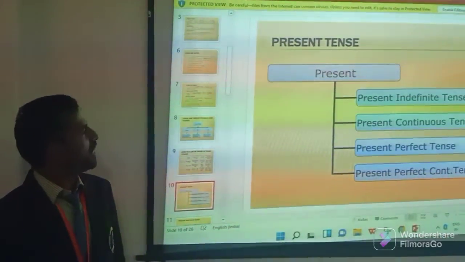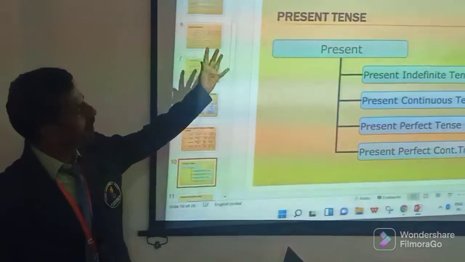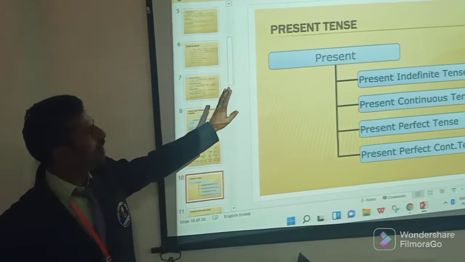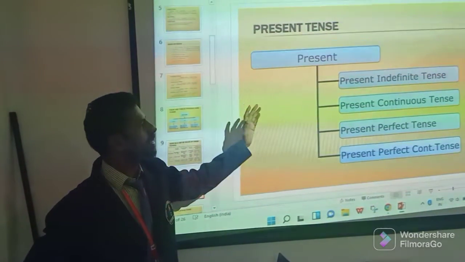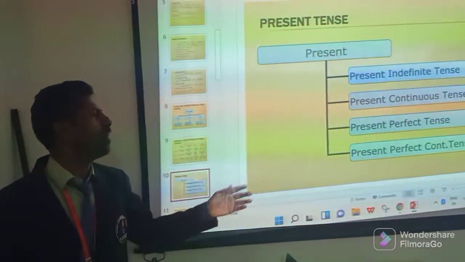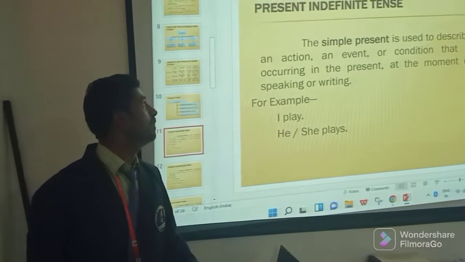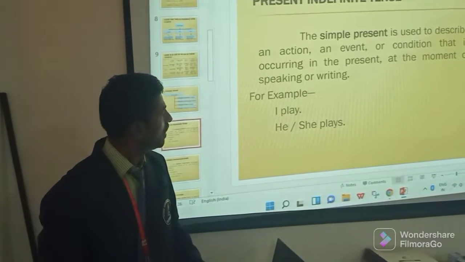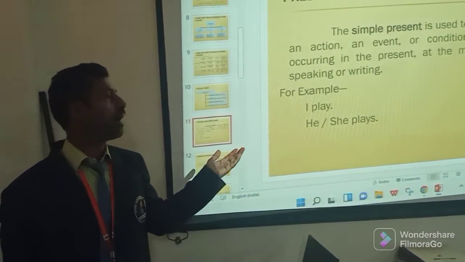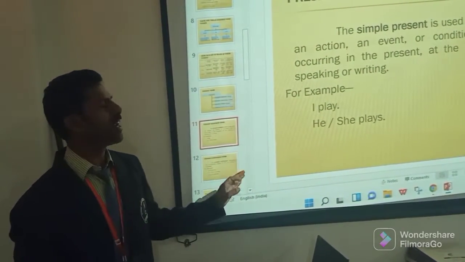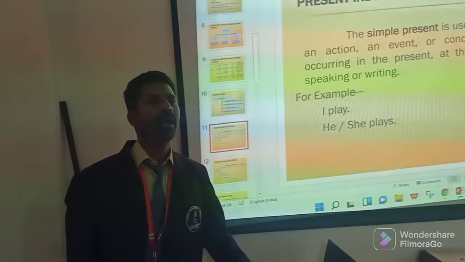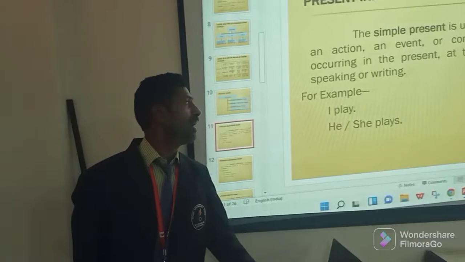Coming to the individual tenses, the present tense has how many categories? It is further divided into four types: present indefinite or simple present tense, present continuous tense, present perfect tense, and present perfect continuous tense. Coming to the present indefinite tense, the simple present is used to describe an action. For example, I play, she plays, he plays cricket, and she dances. All come under the simple present tense.